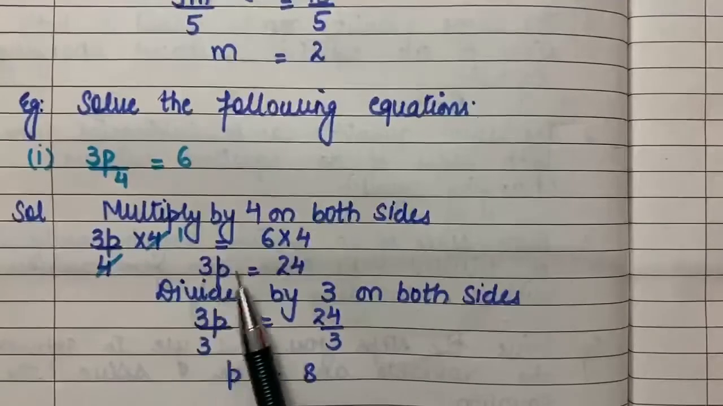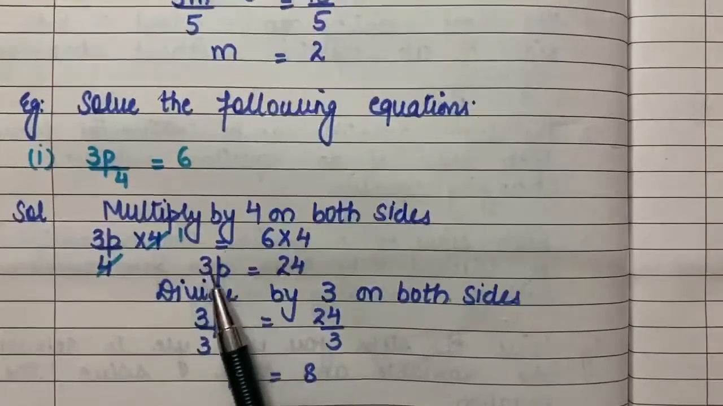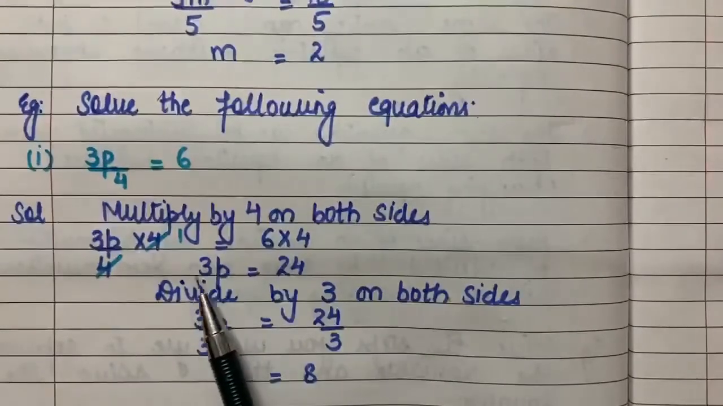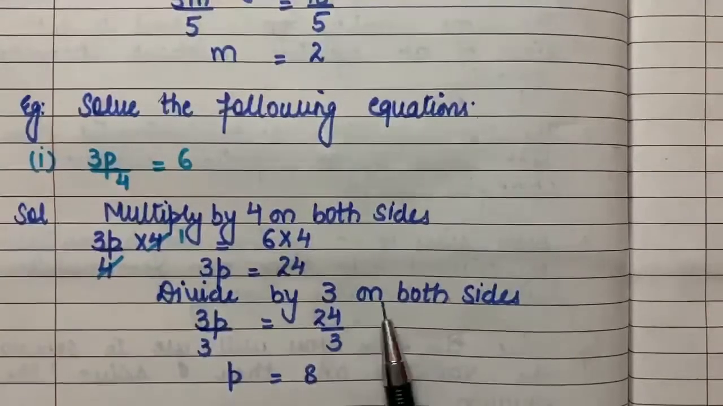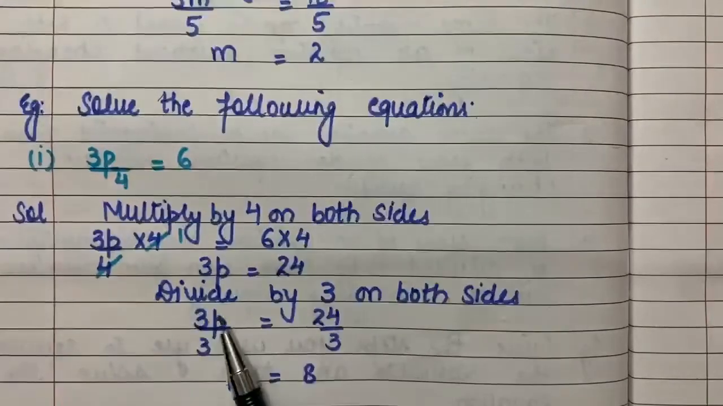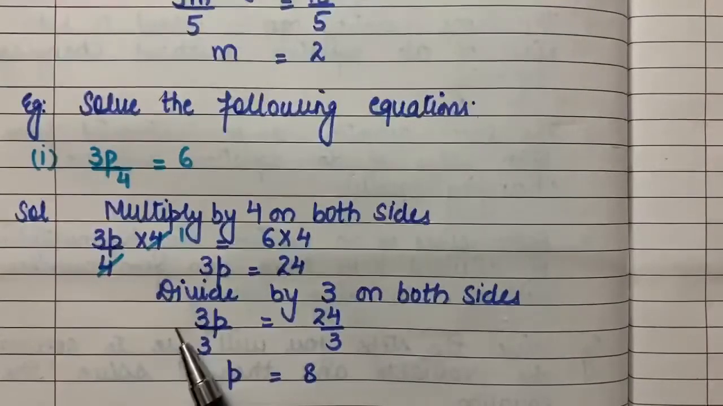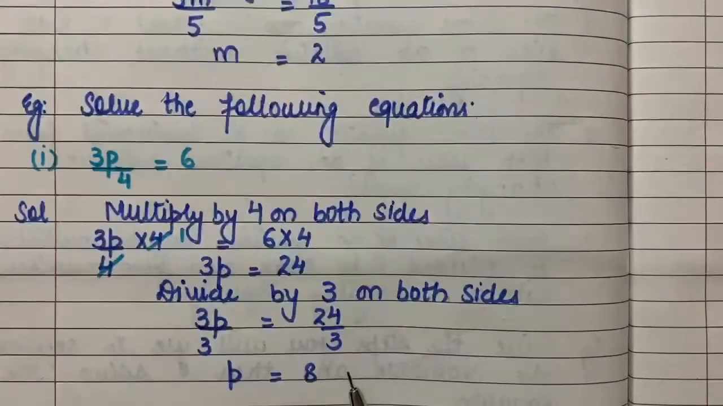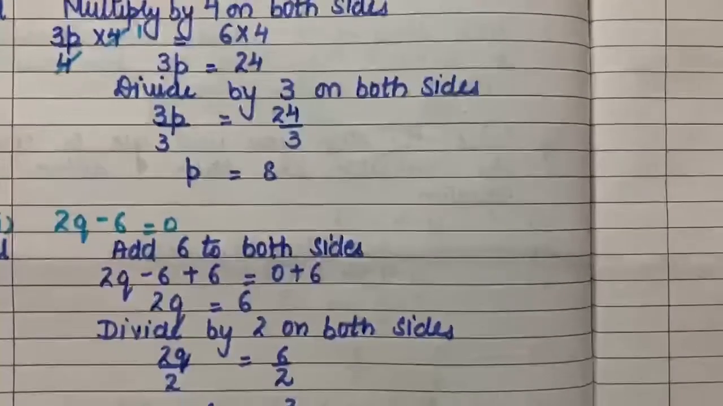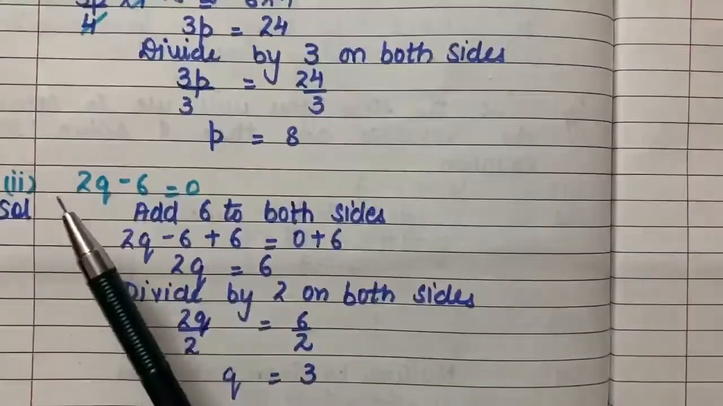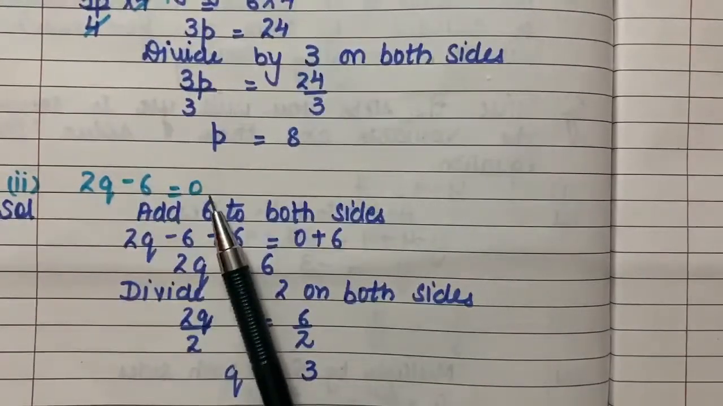And here, in order to make p alone again, we have to remove this 3. That means we have to divide by 3 on both the sides. So 3p upon 3 is equal to 24 upon 3. 3 and 3 will get cancelled, and p is equal to 8. Now the next part, which is the last part, 2q minus 6 is equal to 0.